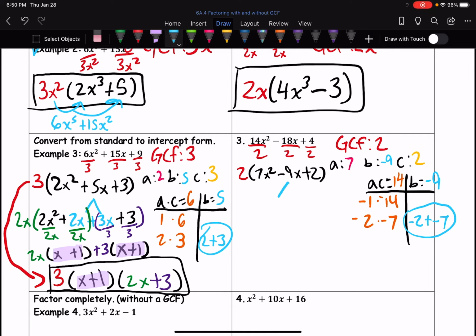So where I have a -9x, I'm going to break it up to -2x minus 7x. And all my other terms, the 7x squared and the 2, will come down. So now I'm going to factor by grouping. In this first group, they both contain an x. So I'm going to factor out an x, which will leave me with 7x minus 2.